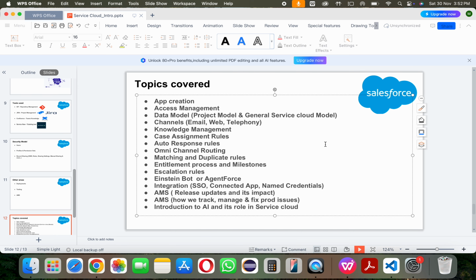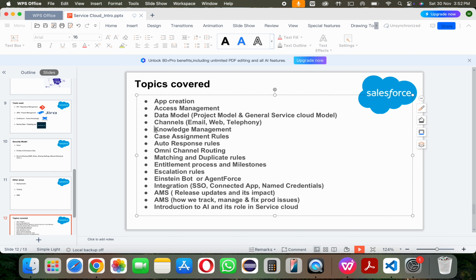Okay, lastly, we are coming into the last slide, where we cover the different topics that we will be covering in this total session. We'll be creating a Service Cloud related application, so that is application creation, and then we'll be concentrating more on access management, about the security concepts, how we need to design security for the Service Cloud project. Next comes the data model, as I said, the project related data model, and you should also understand the Service Cloud related data model, which is already given by Salesforce, and the various channels like email, web, telephony.